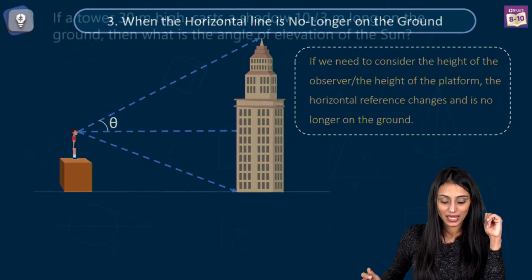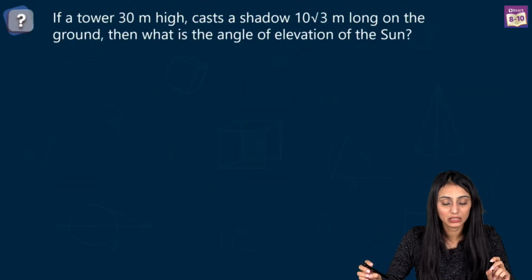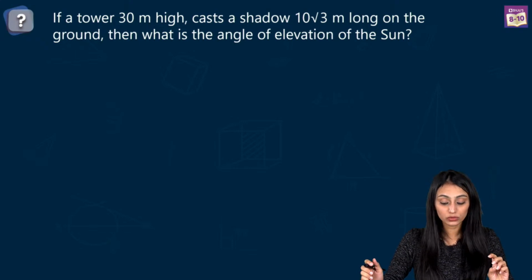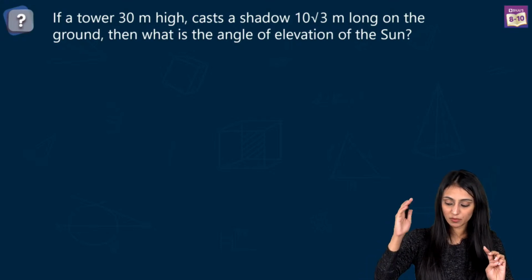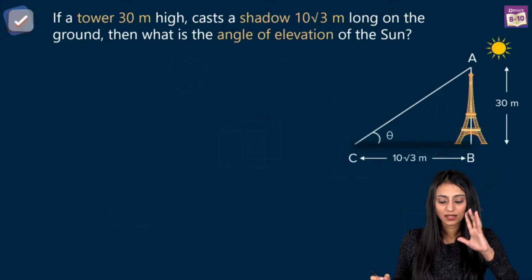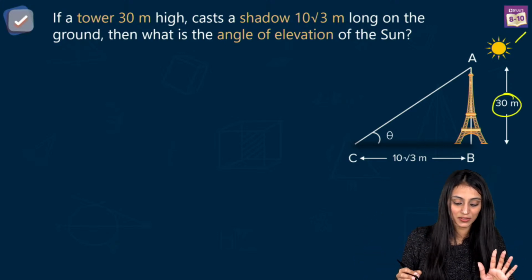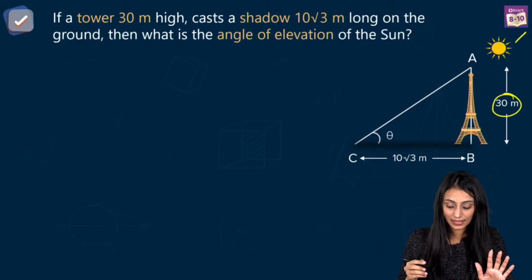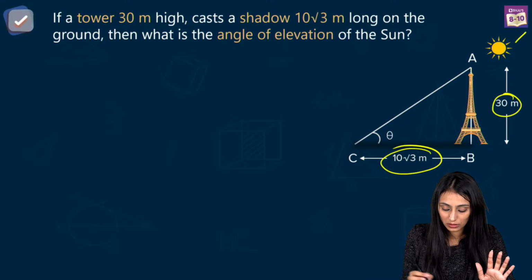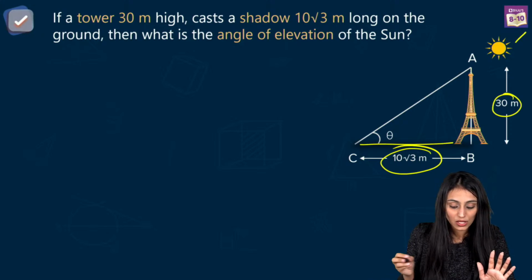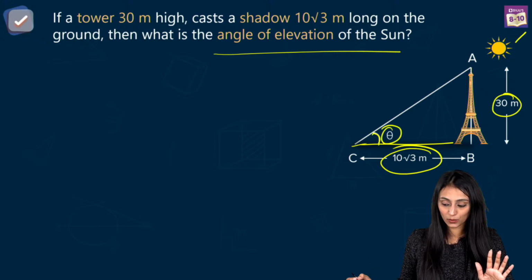Alright, cool. So here we have a question, let's try this together. If a tower 30 meters high casts a shadow 10√3 meters long on the ground, then what is the angle of elevation of the sun? Let's make a figure. This is our tower, let's suppose we are considering the Eiffel Tower, 30 meter high, right? Sun is here. So the sun is overhead, and it is casting a shadow of 10√3 on the ground. This is the shadow, right? So what is the angle of elevation of the sun? Here this theta is representing the angle of elevation.